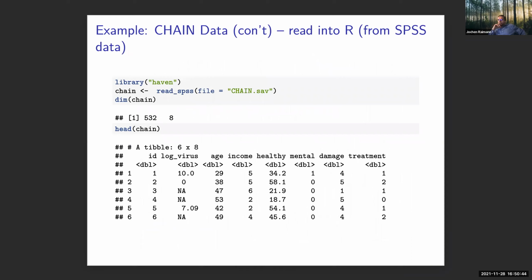We are again opening the data with the haven package. We're loading it with the read_spss function. We see here we have 532 entries and 8 variables. This is 6 by 8, as shown here with the head function.